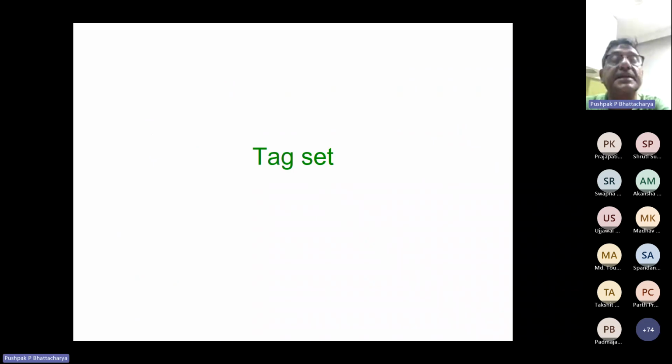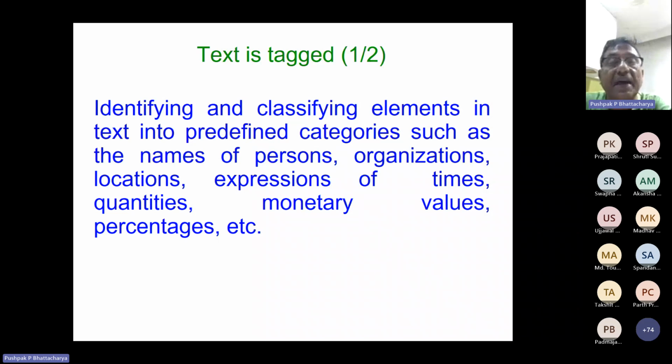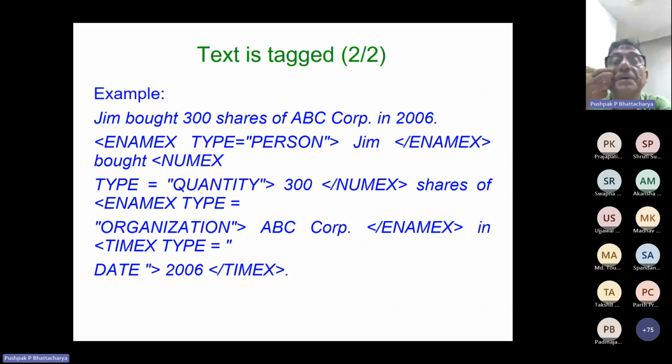Let us discuss the tag set. The text is tagged, and you'll remember the discussion of POS tagging resources, POS tags, and dependency relations. You would recall nsubj, dobj, which are dependency relations. Here also for named entities, there has been a careful effort on categorizing names and types and subtypes. So names of persons, organizations, locations, expressions of times, quantities, monetary values, percentages, they are very important to be identified in text. So here is an example.